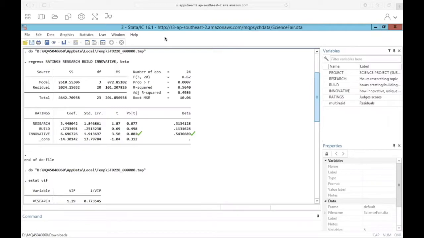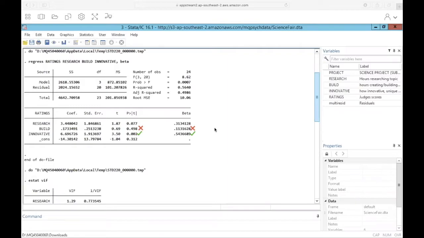And hours spent building is a non-significant predictor. And in fact, it's very comfortably non-significant. The p-value is really far from 0.05. So we're not going to include that one in the final model. It had a non-significant simple regression, non-significant correlation, and it's also a non-significant predictor in this model. And it is also the weakest predictor at a standardized beta of 0.11.